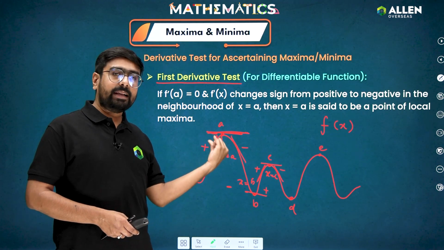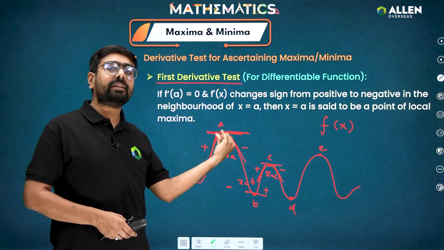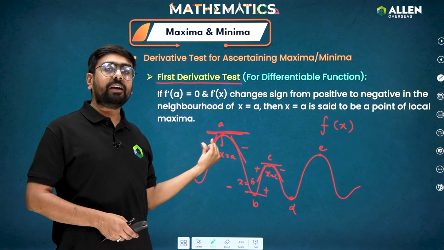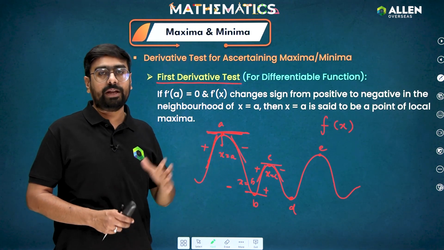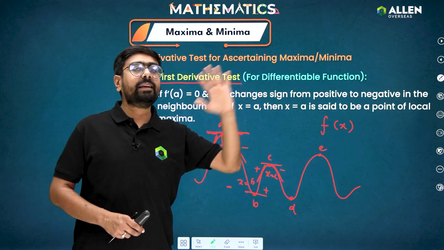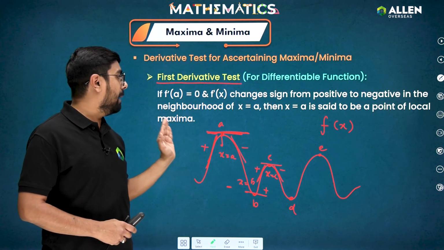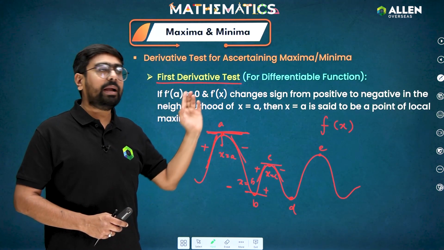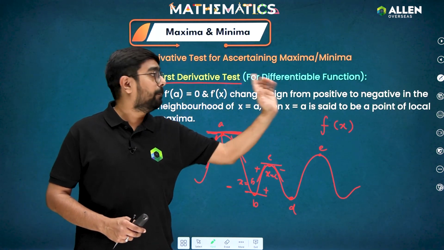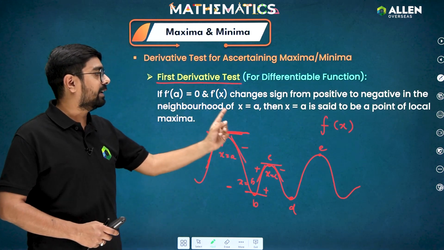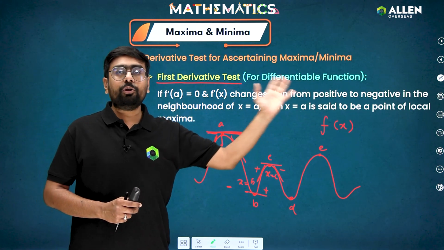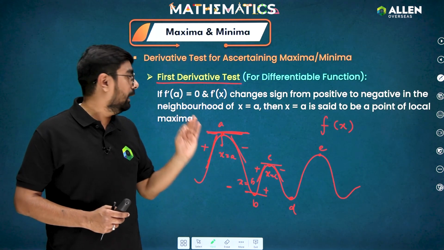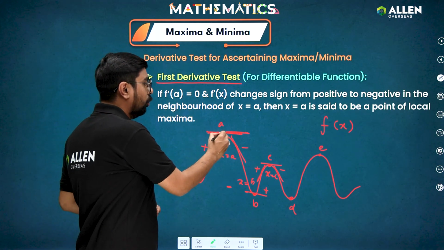If it is 0 at x equal to a and in the neighborhood of x equal to a the function is changing its sign from positive to negative, then x equal to a is said to be the point of local maxima. You can read: if f dash a is equal to 0 and f dash x changes its sign from positive to negative in the neighborhood of x equal to a, then x equal to a is said to be the point of local maxima. This is the local maxima.